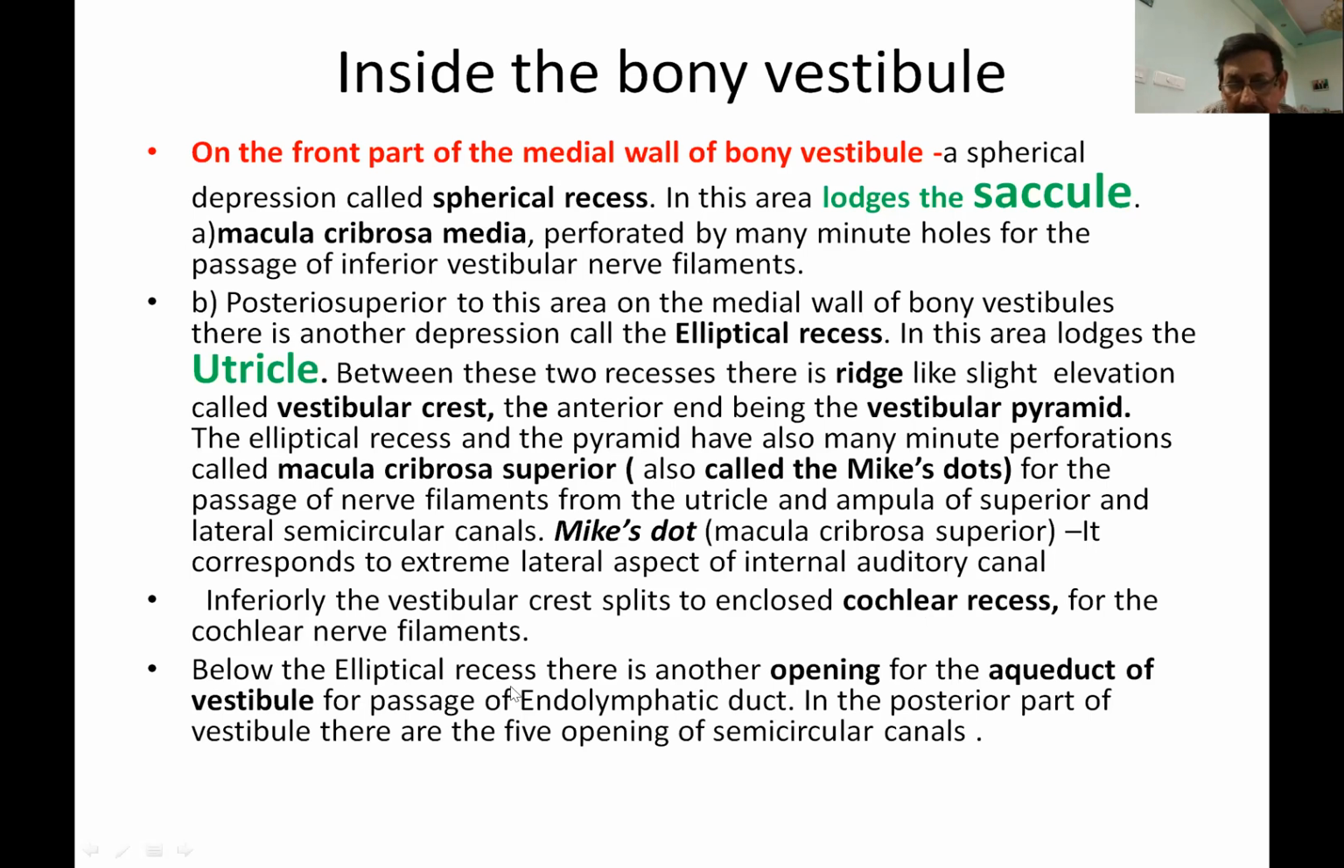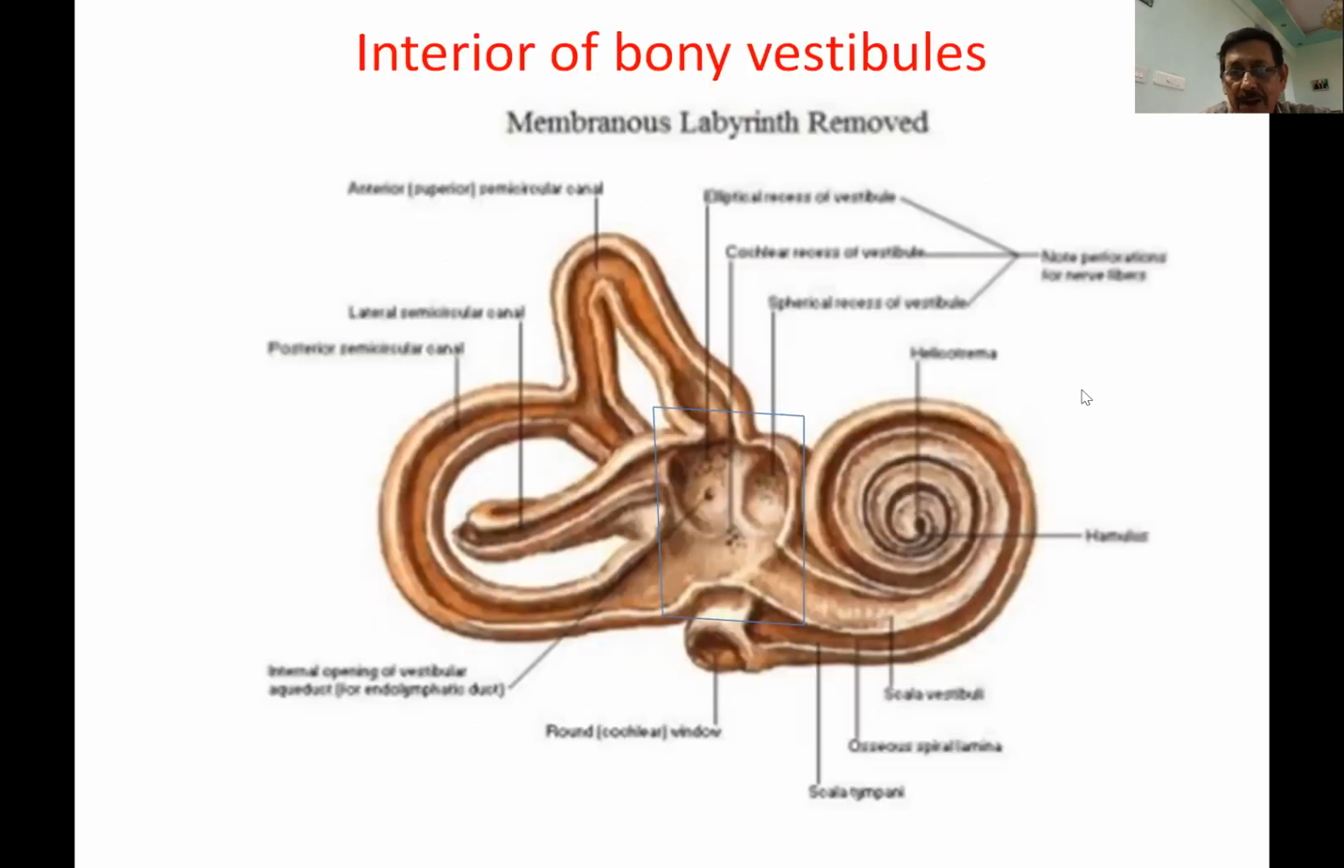Below the elliptical recess, there is another opening, the aqueduct of the vestibule, for the passage of the endolymphatic duct. In the posterior part of the vestibule, there are 5 openings in total: two for the lateral semicircular canal, two for the ampullary ends of the superior and posterior semicircular canals, and one for the crus commune. You can see this is an opening, this is another opening, and this is the common crus. So there are 5 openings.